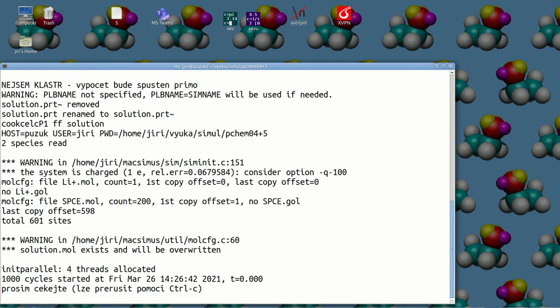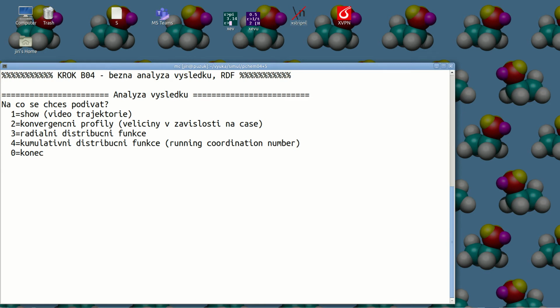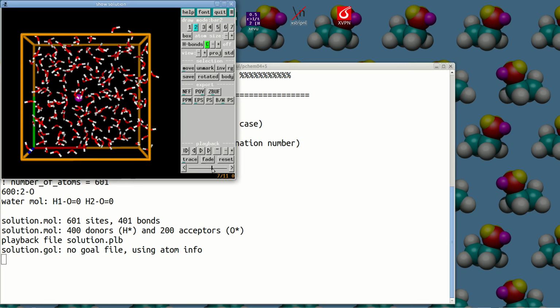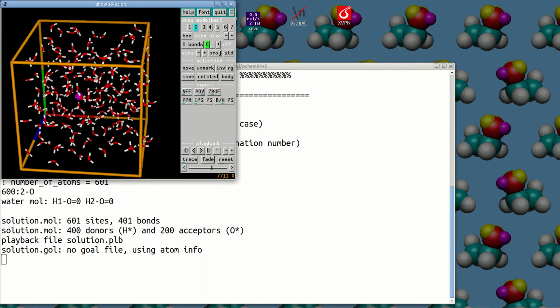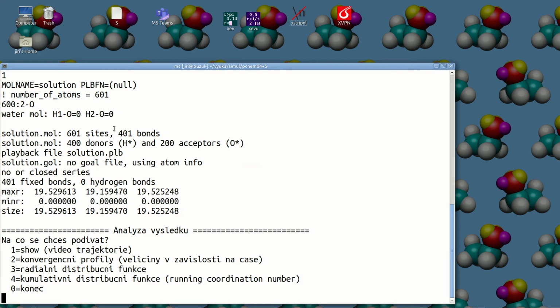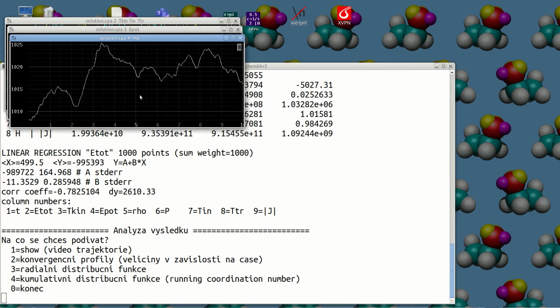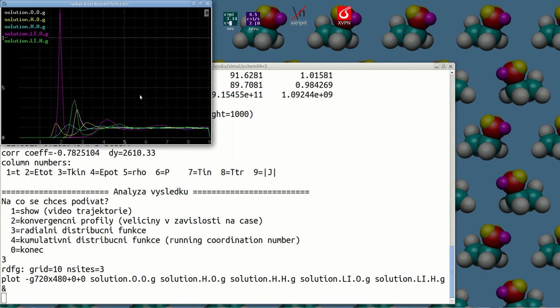Now an NPT simulation is running with one lithium cation in water, and here we have the results. First, I will show you the trajectory. Actually, not too much is seen here. So let's show the convergence profile. Well, they look pretty good. So the radial distribution functions.